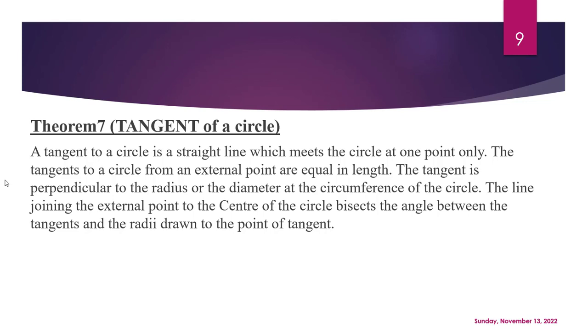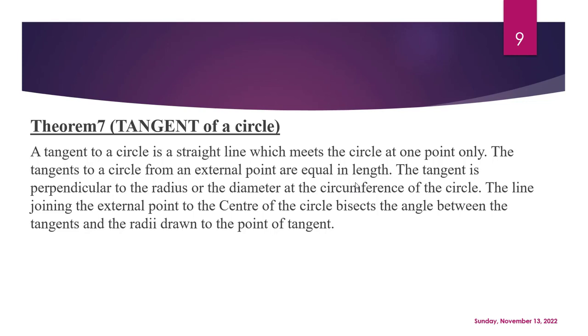The tangent is perpendicular to the radius or the diameter at the circumference of the circle. So whenever we draw a tangent to meet the radius or a diameter, the angle formed between the tangent and the radius or the diameter is 90 degrees. That is the meaning of this particular statement.